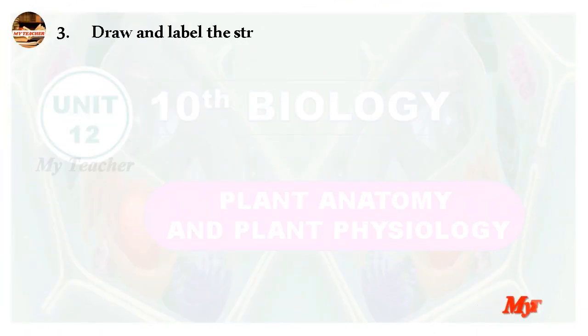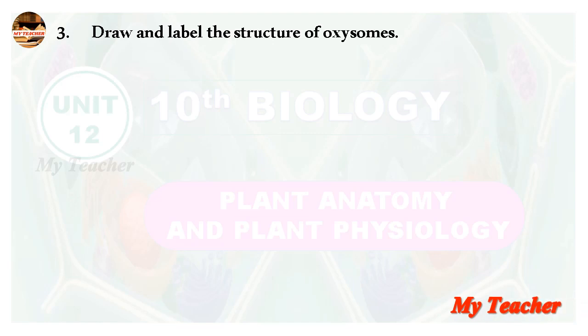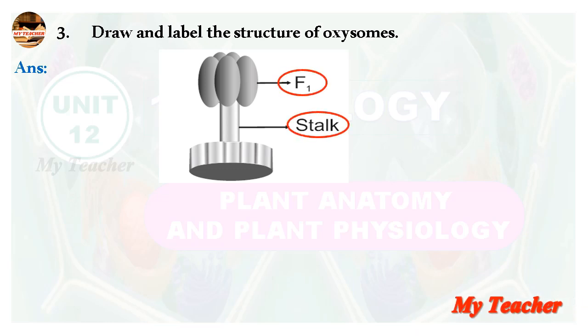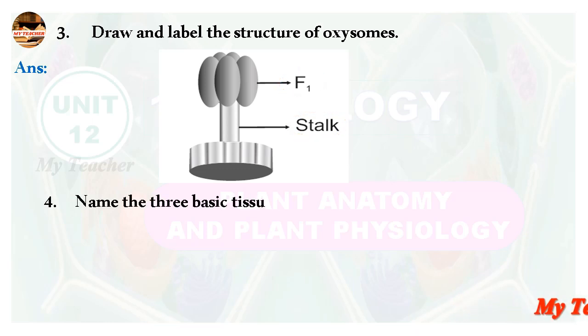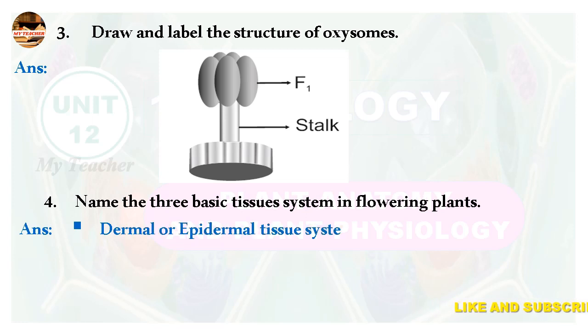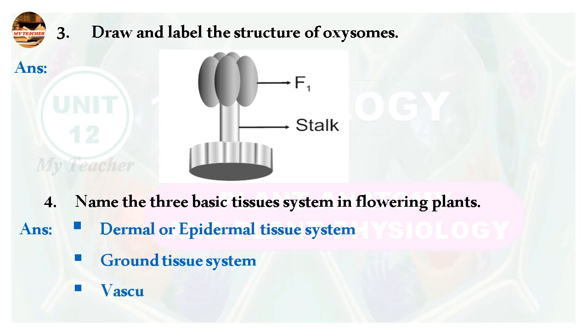Third question is the diagram of oxysomes. You have to draw the diagram and label the parts F1 and stalk. Fourth one, name the three basic tissue systems in flowering plants. Answer is dermal or epidermal tissue system, ground tissue system, vascular tissue system.